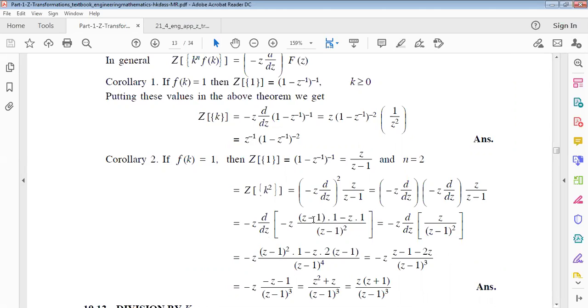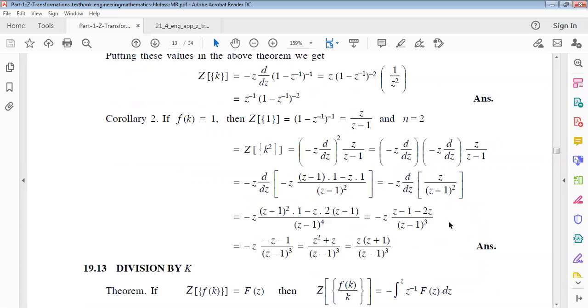Okay, and this is the minus z, this minus z, and minus z into can be written as minus z digit, and after calculation we get from this third bracket z divided by (z minus 1) whole square. So it is another u by v process. Okay, another u by v process.